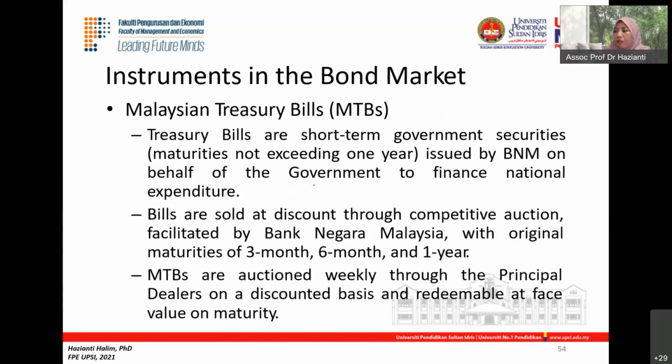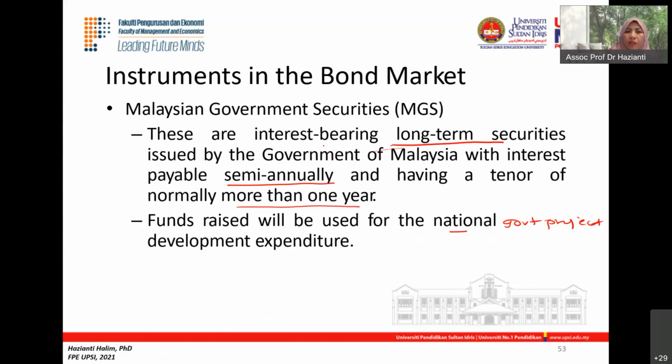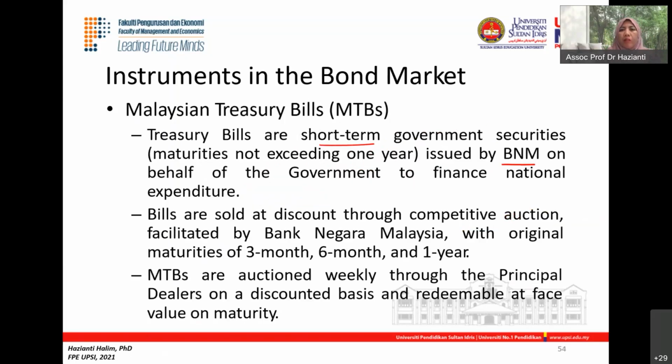Next is MTB, Malaysian Treasury Bills. T-bills are short-term government securities, so MGS is long term, and this is short term. Maturities do not exceed 1 year, normally just one year, because this is short term. It is also to finance national expenditure, but this is issued by BNM. The difference is that MGS is issued by the government, the Malaysian Treasury, but MTB is issued by BNM on behalf of the government.